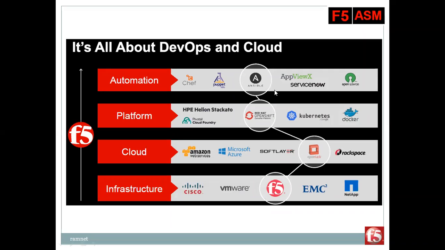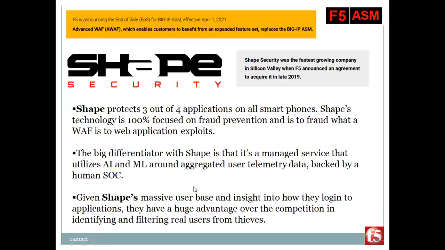And it's all about DevOps in the cloud. F5 can be involved in the cloud itself, automation platforms, and the normal Kubernetes and Docker platforms, cloud platforms, every other cloud, like Azure, Amazon, Rackspace and everywhere. Infrastructure platforms, Cisco, VMware, EMC, everywhere we can install F5. And the good news, or you can take it as bad news, is that we are going to study a lot of this.